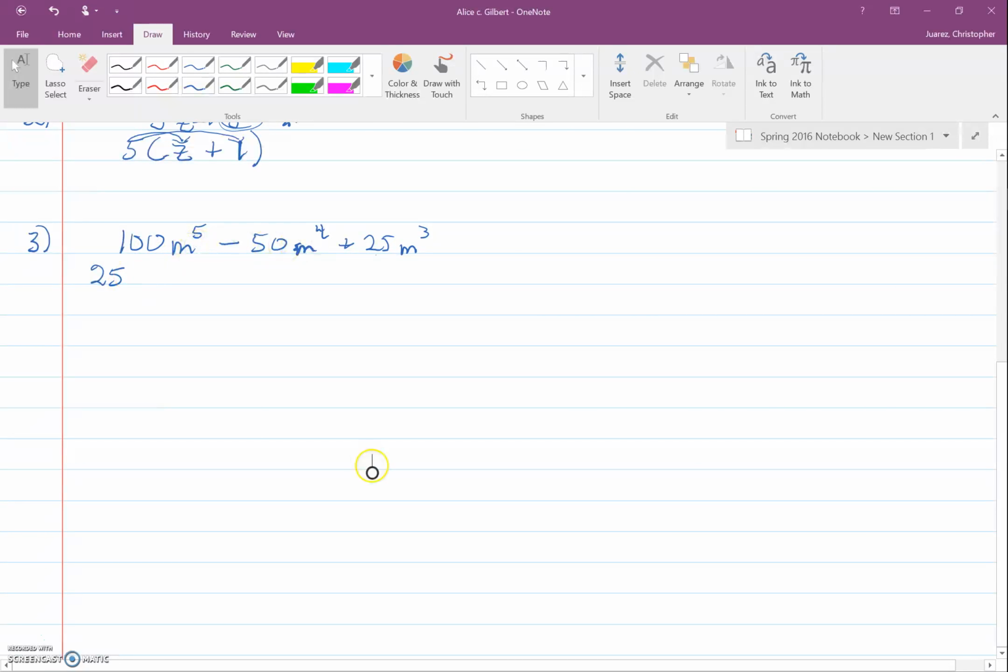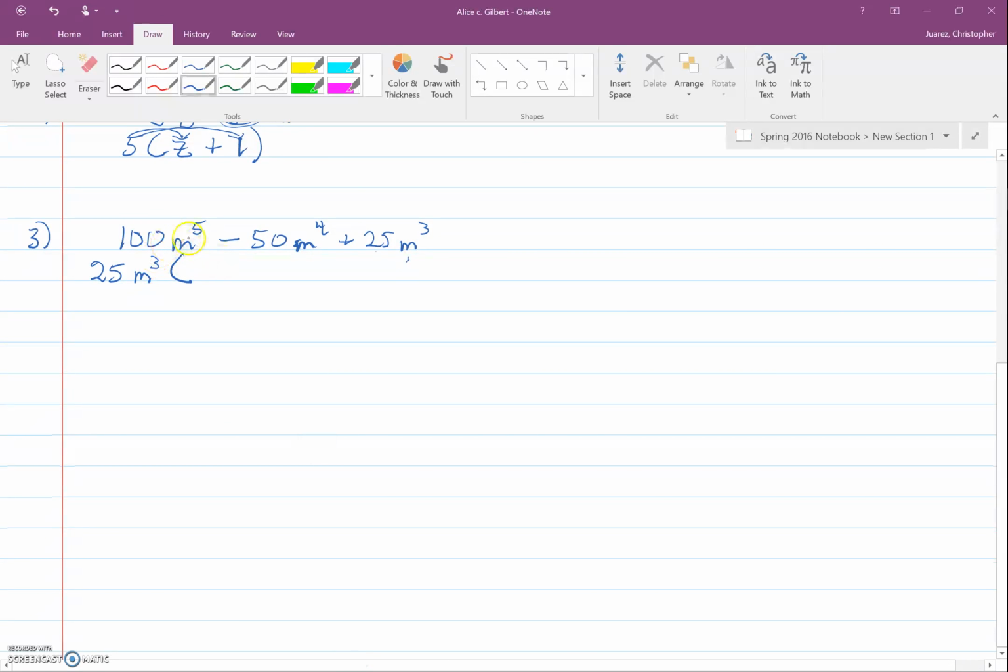Now let me look at the letters. Well, the biggest number of letters I can get out is m to the 3rd, because if I use m to the 4th, I can't get 4 m's out of this guy, for instance. So that's what I can factor out. Now what's left? 25m to the 3rd.